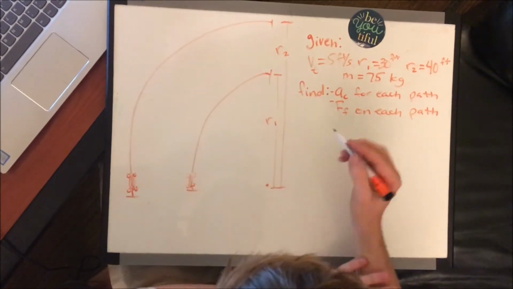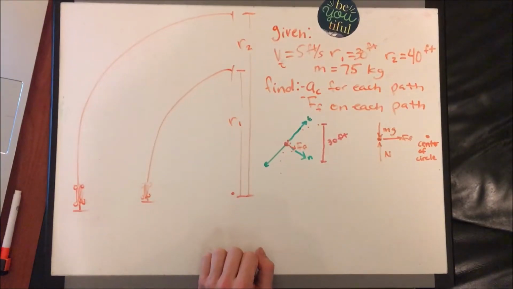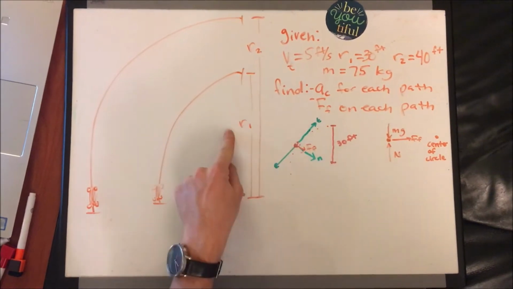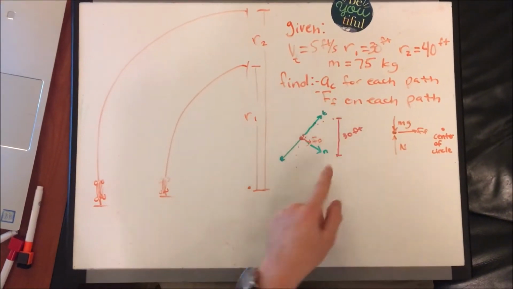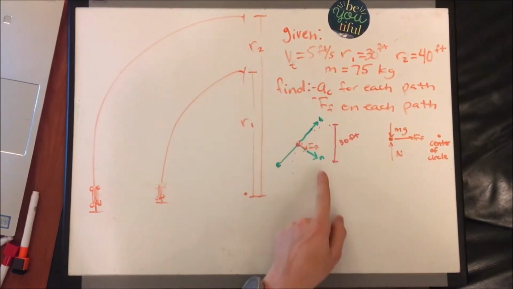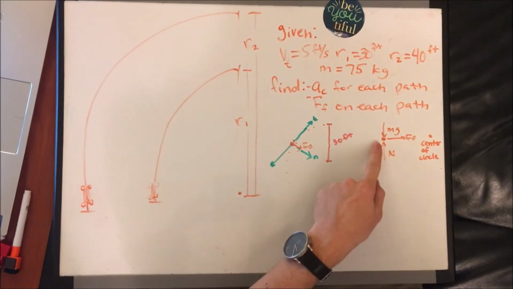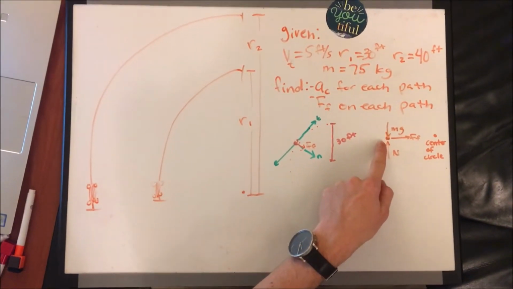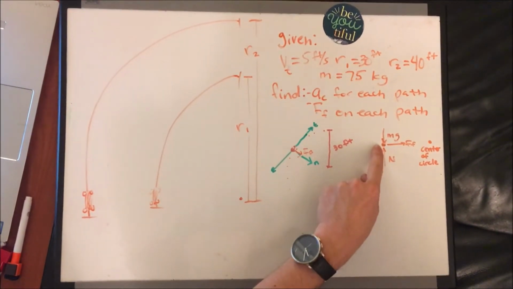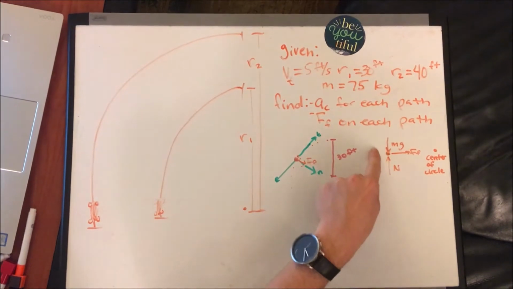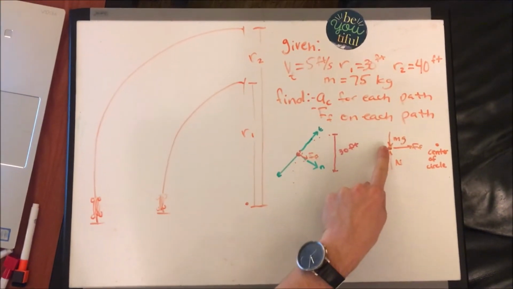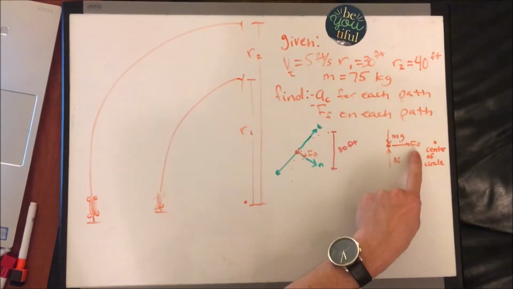First, for radius 1, I'm going to show free body diagrams for the 30-foot path, where the friction force is pointed towards the center, and I have axes of n and t for normal and tangential components. I show from a different perspective now, where the skateboarder is the particle, that there is mg, the force of gravity pointing down, the normal force pointing up, and the force of friction pointing to the center.